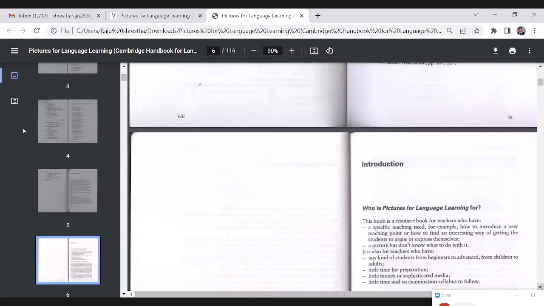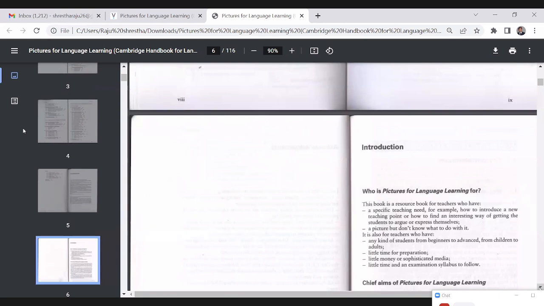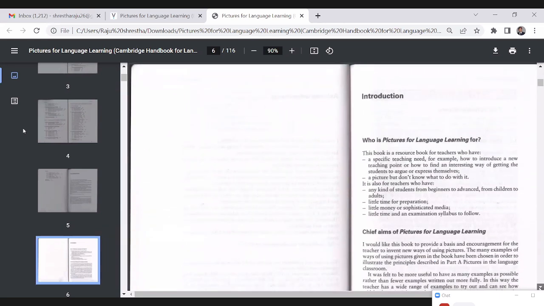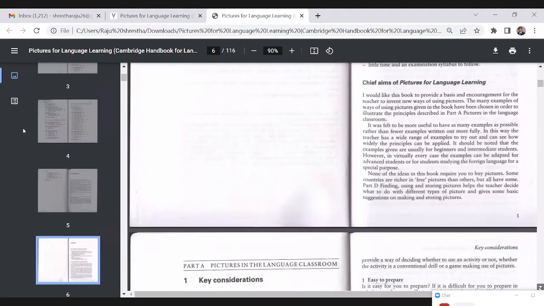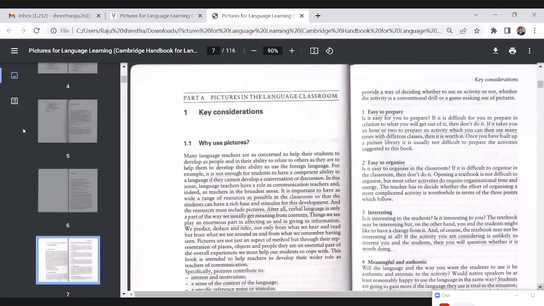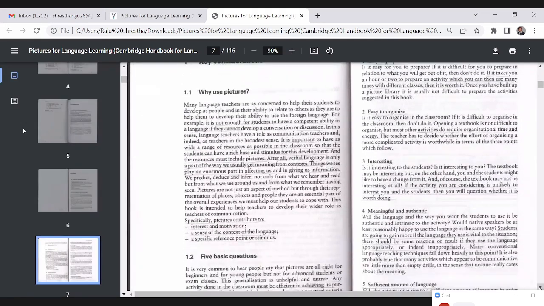Who is Pictures for Language Learning for? Why use pictures? Here, I just borrowed ideas from here. Especially pictures contribute to interest and motivation, a sense of context for language use, a specific reference point or stimulus.